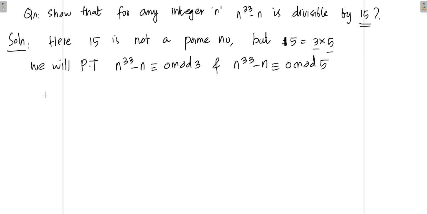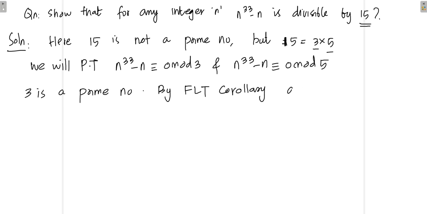ഓക്കെ, നൗ 3 is a prime number. Okay, so by corollary, Fermat's theoremത്തിന്റെ corollary വെച്ച് a raised to p congruent to a mod p. Here a is equal to n and p is equal to 3. So n raised to 3 congruent to n mod 3. Okay.